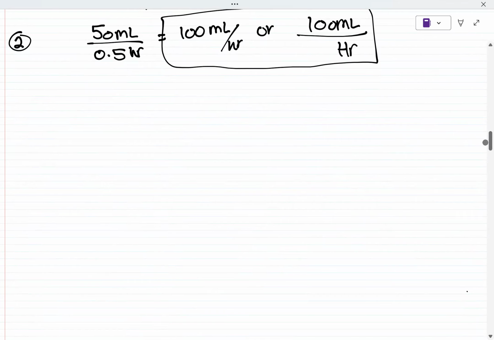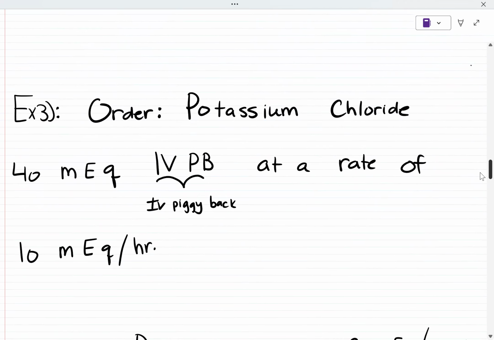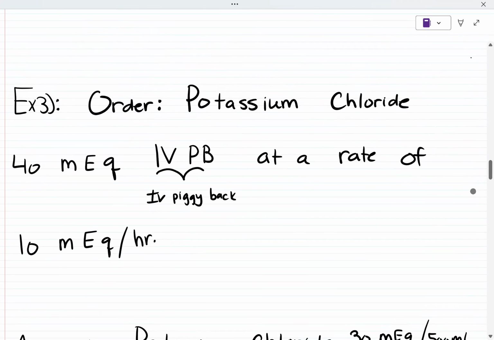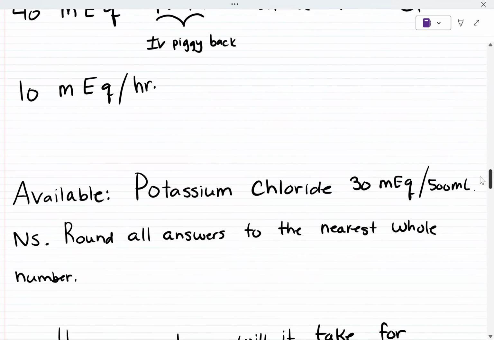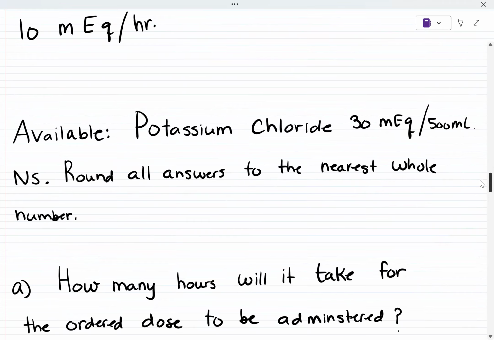Let's move on to example 3. In example 3, we have an order of potassium chloride 40 mEq IVPB. IVPB stands for IV piggyback, at a rate of 10 mEq per hour. Our available is potassium chloride 30 mEq per 500 milliliters NS. Round all answers to the nearest whole number.